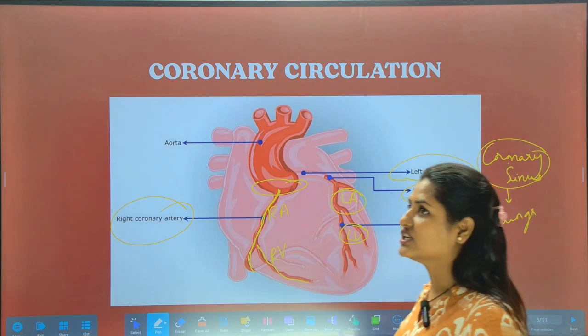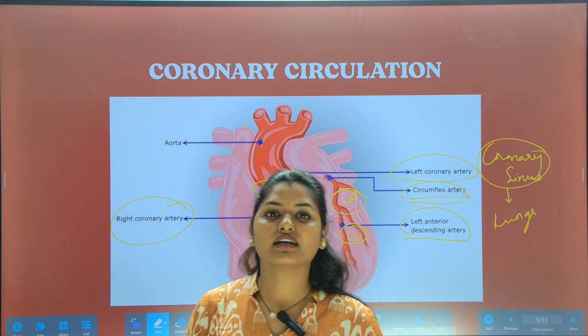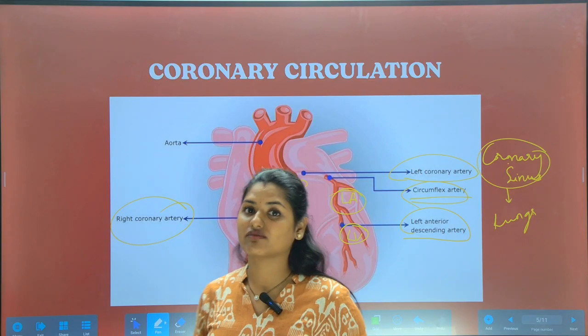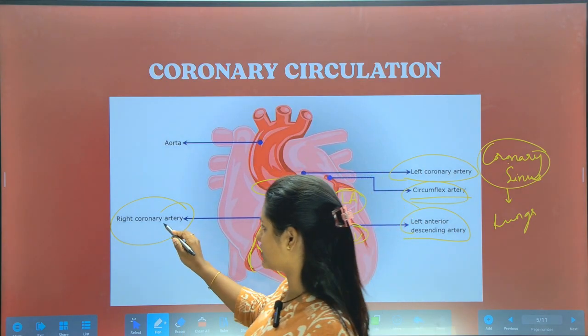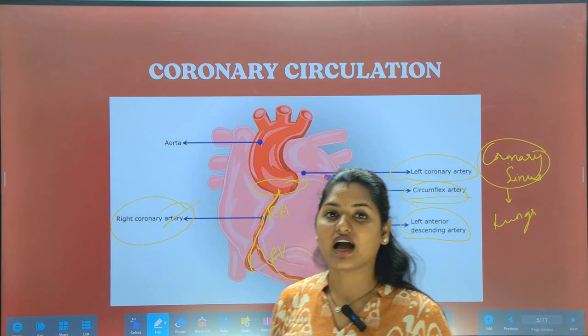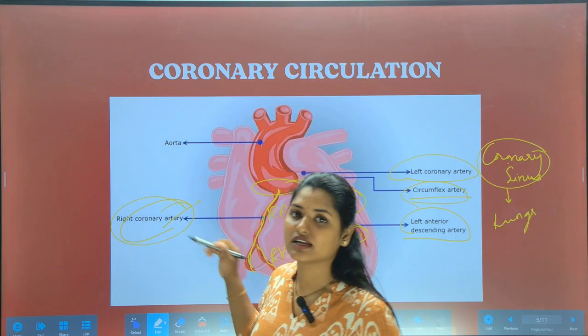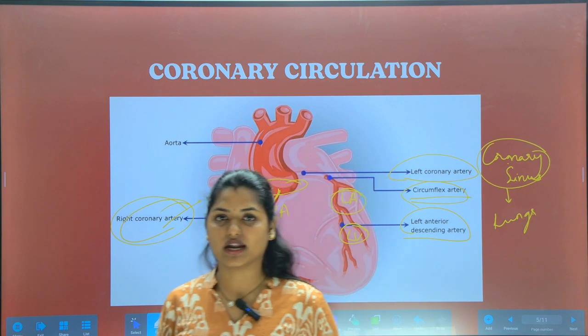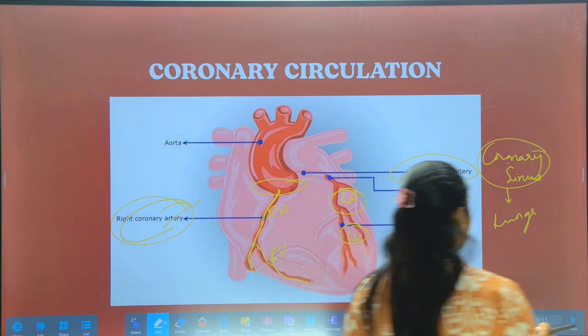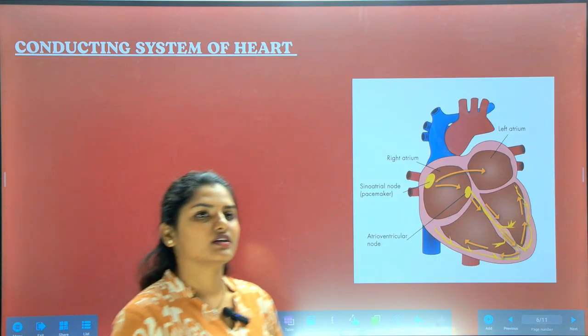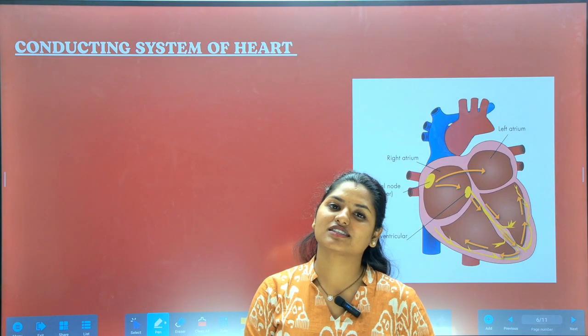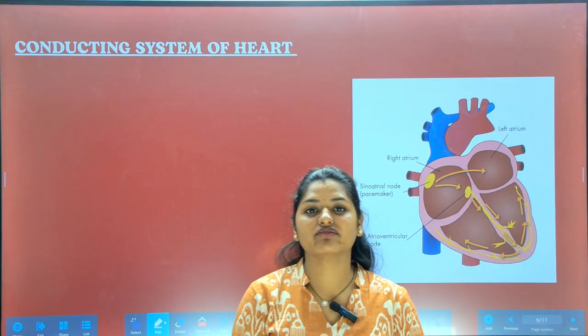And mainly here you should remember one thing, that if there is any blockage in the coronary artery, you will get a heart attack. So it leads to heart attack. There should not be any blockages in coronary arteries. Now we will discuss the conducting system of our heart.